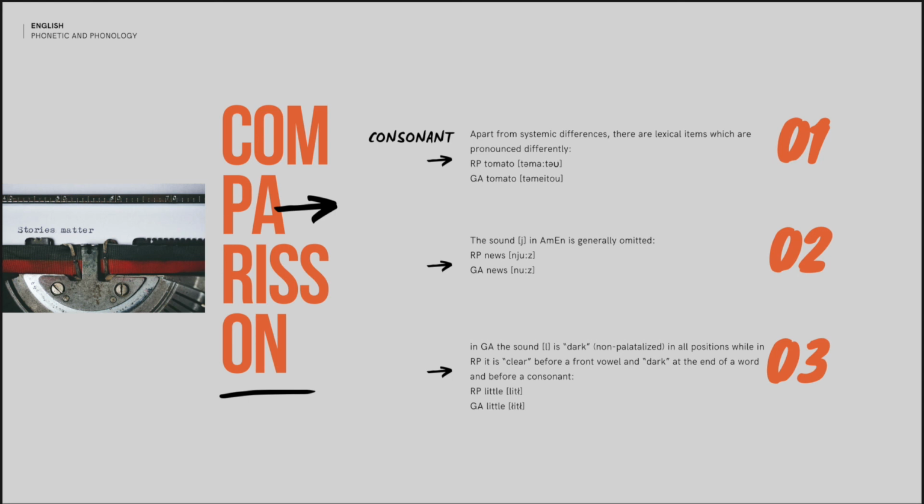Consonant comparison continued. First, apart from systemic differences, there are lexical items which are pronounced differently. Second, the sound G in some words is generally omitted. Third, in GA, the sound L is dark, non-palatalized in all positions, while in RP it is clear before a front vowel and dark at the end of a word and before a consonant.